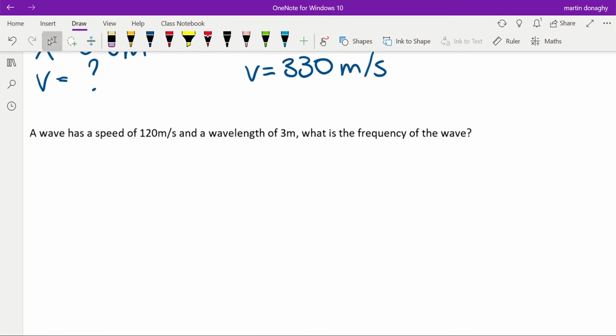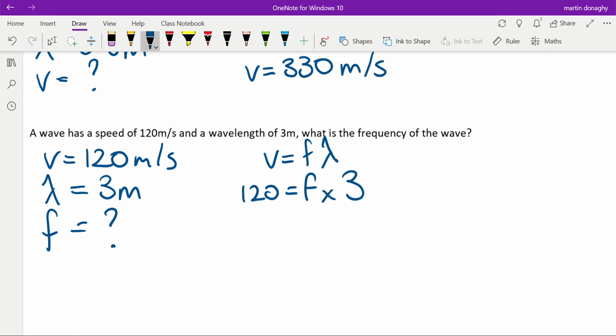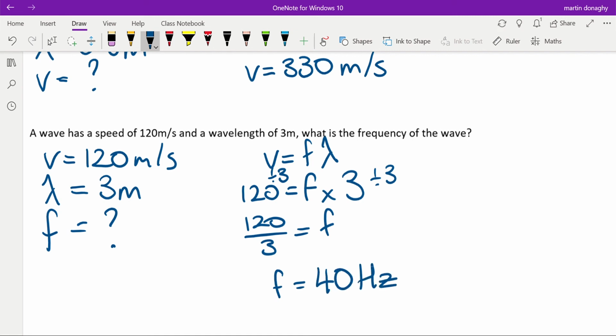Okay, let's look at another example. A wave has a speed, so this time we're given the velocity of 120 meters per second, and a wavelength lambda of 3 meters. What is the frequency of the wave? Write out your equation, V equals F lambda. Write it out again, put in your values. Don't try and do any rearranging until the values are in. So V is 120, equal to F, we don't know what that is, multiplied by lambda 3. We now know that 3 F's are worth 120. However, we want to find out what 1 is, so we divide both sides by 3. So we're left with F on one side. And if you type that into your calculator, you get 40. It's a frequency, so it's hertz.